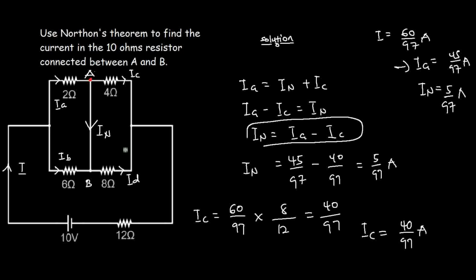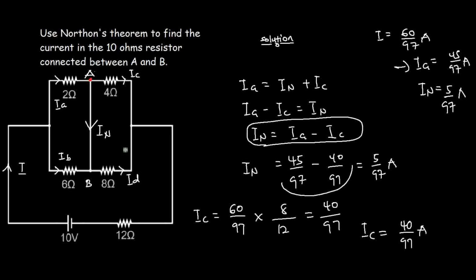Because we already know IA, and then IA is 45 on 97, and then IC is 40 on 97. So then we get this same value that we have here, and that gives us 5 on 97. So if you don't want to use the first approach, you can use this approach. This approach seems easy, but I wanted us to understand what this all means. That's why I used the first approach also. So if you want it in a fast way, you can use the second approach.